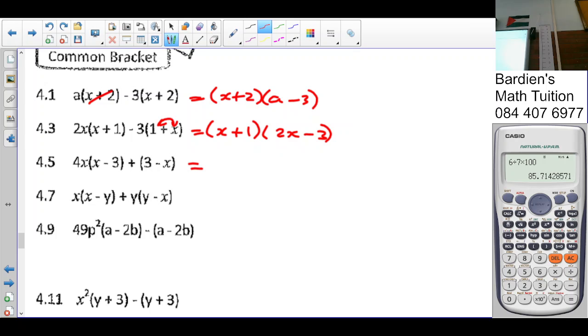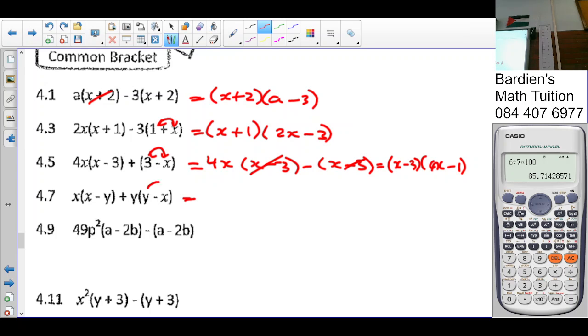The next one, I see some of you are doing 2 steps in one. Don't do that. Show the swap here. You're going to get 4x into x minus 3 minus x minus 3. Show that step. Now x minus 3 is a common factor. If I take x minus 3 out, I'm left with 4x minus.